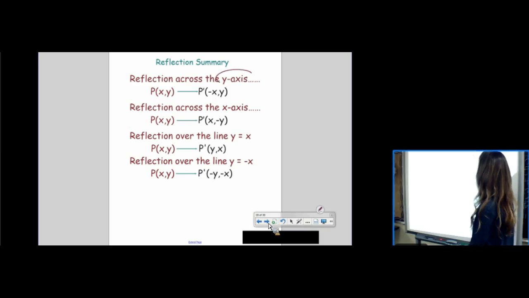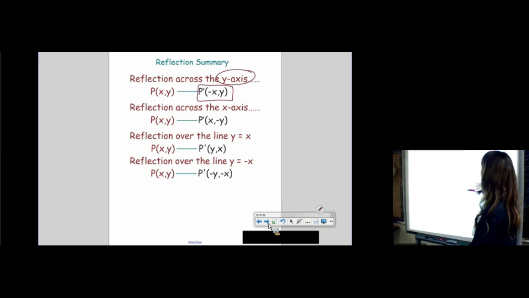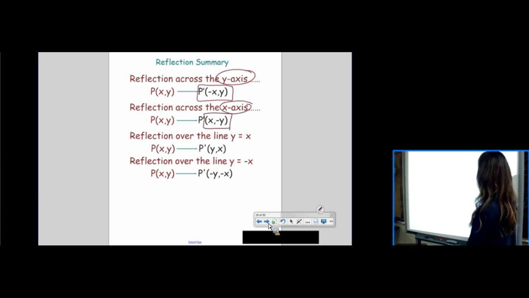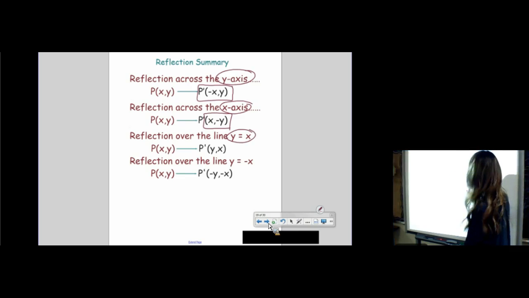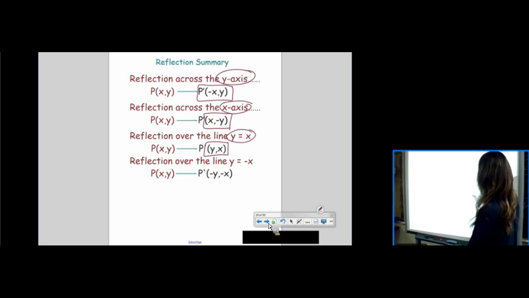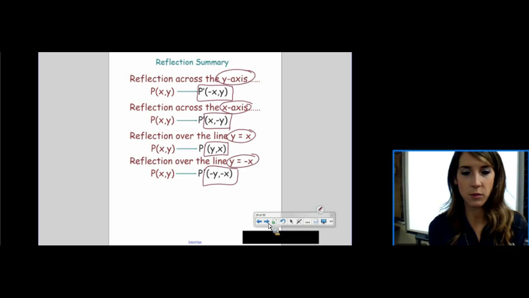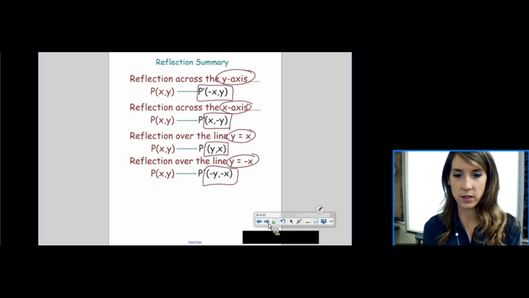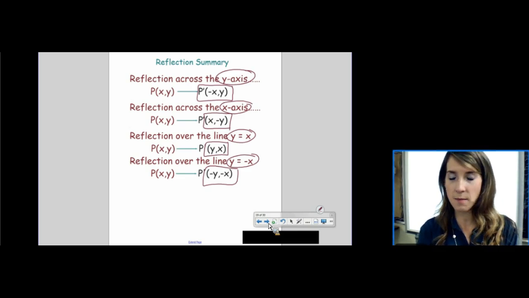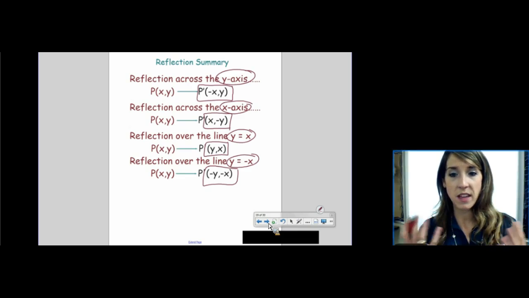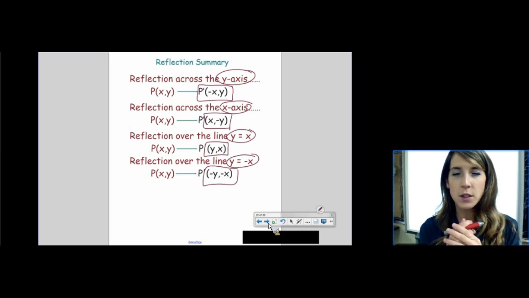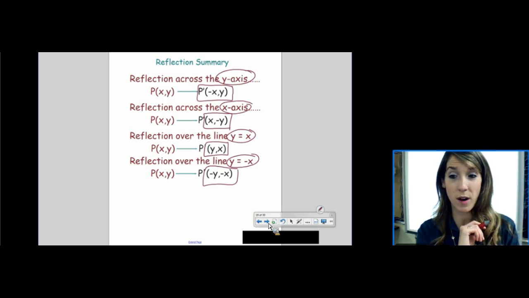Here's our y-axis. The rule is negative x, y. X-axis, x, negative y. The line y equals x. Do you know what that line looks like? Y, x and y equals negative x. Whew, there's lots of negatives in these rules. No numbers. No plus, minus, times, no numbers. Simply taking the original coordinates and either switching them or making one of them negative. So write those down and we'll talk about kind of how to memorize those.